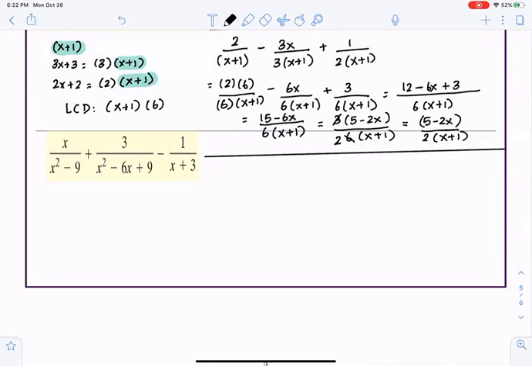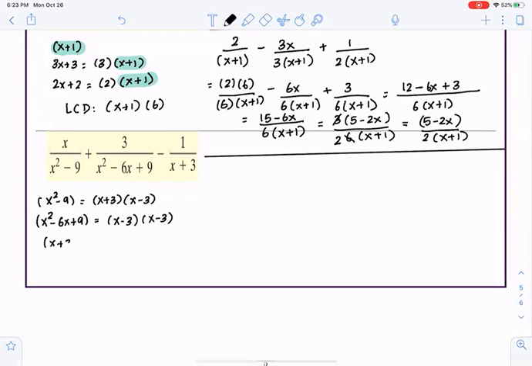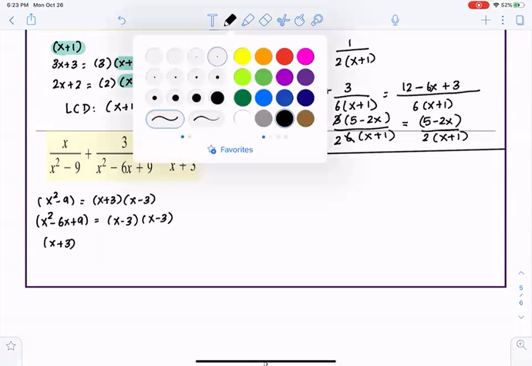Okay, so we have 3 rational expressions. The idea is the same. Find the least common denominator. So the first one is x squared minus 9, which I could write as x plus 3 times x minus 3. The next expression is x squared minus 6x plus 9 in the denominator. That simply is x minus 3 times x minus 3 if you factor. And the last one is just x plus 3 by itself. So there's nothing we could do with that.